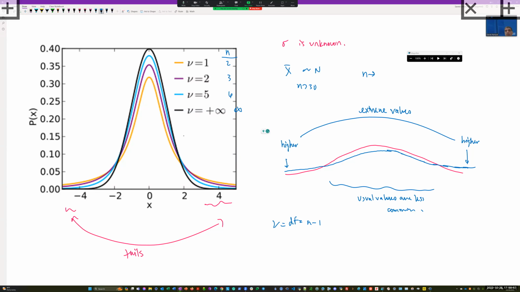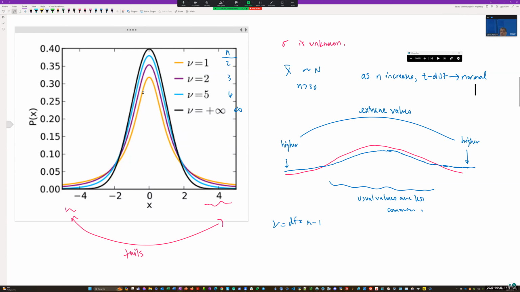So as n increases, the t distribution turns into the normal distribution. Once n is greater than 30, they're pretty much the same thing. Any questions with that idea? Does that make sense, guys? I can't say opposite. They look very, very similar.